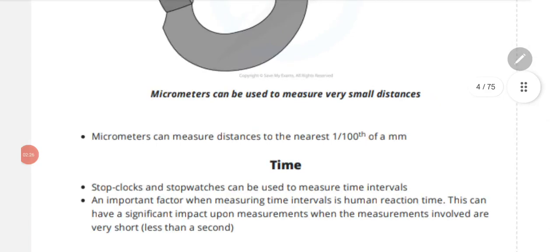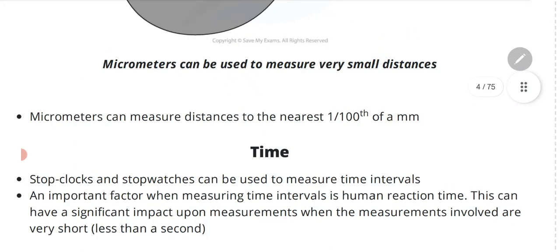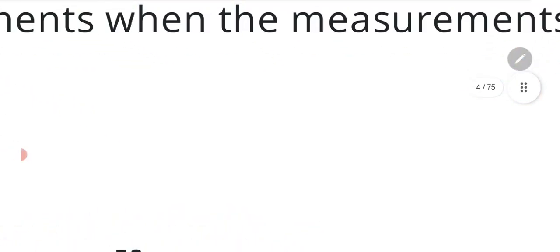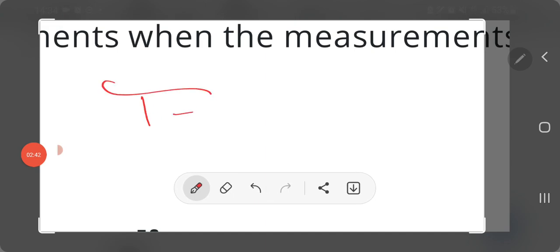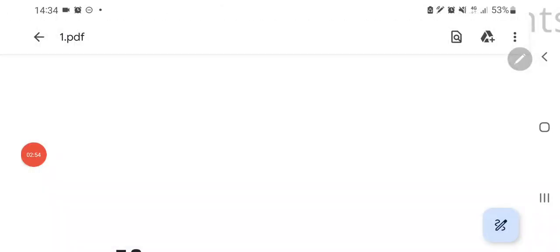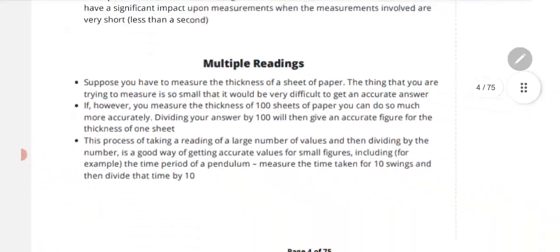The second thing, you can find the time period by using the pendulum and stopwatch. And you have already done it. How can you find the time period of the pendulum? You will find the time of multiple vibrations. I'm going to write the formula over there for the time period of the pendulum: time of the multiple vibrations divided by number of vibrations. Then you can find the time period. Formulas are very important in physics, so you must memorize all formulas.